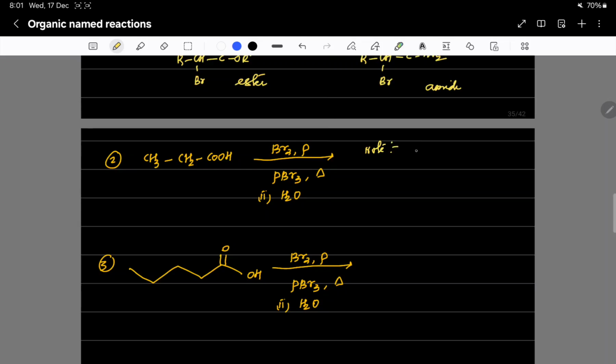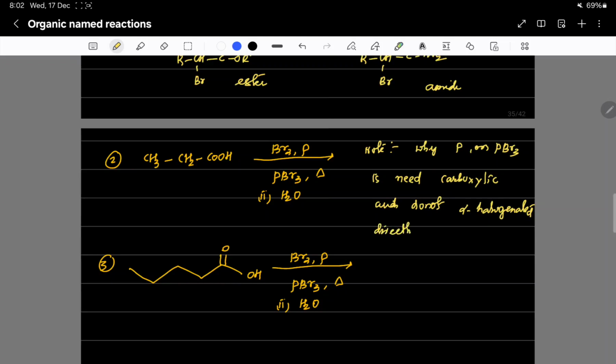So generally, why is phosphorus or PBr3 needed? Because carboxylic acids do not alpha halogenate directly. Without using phosphorus and PBr3, carboxylic acids do not undergo alpha halogenation directly.